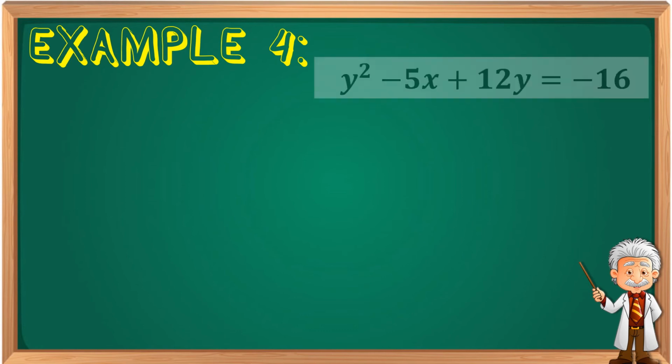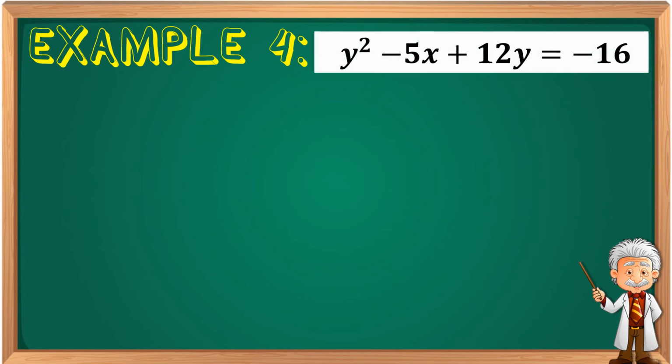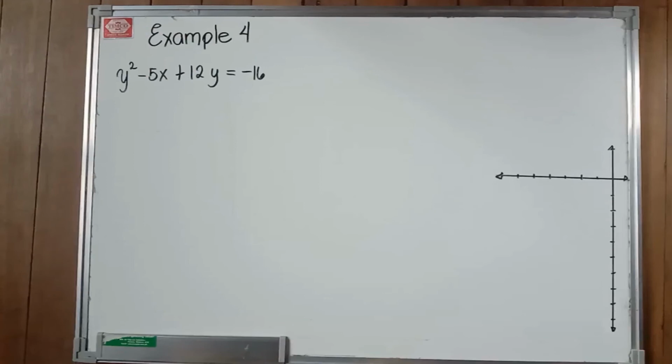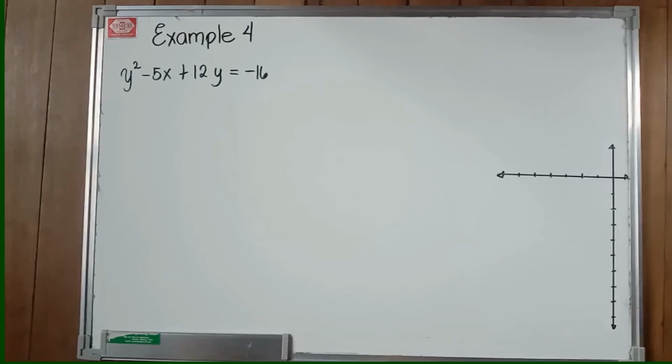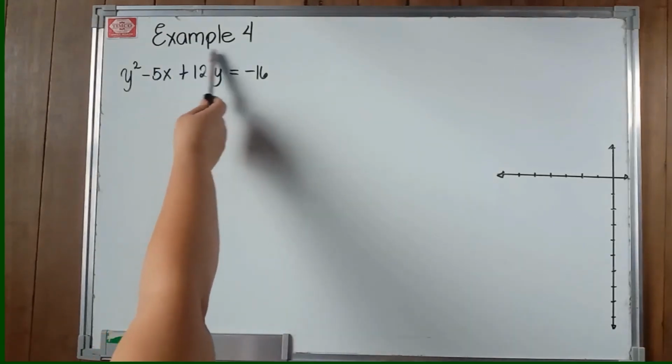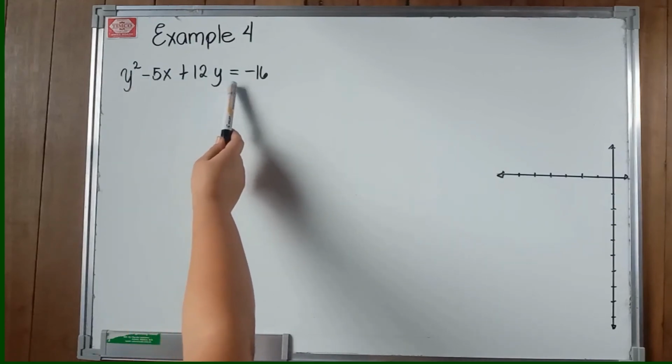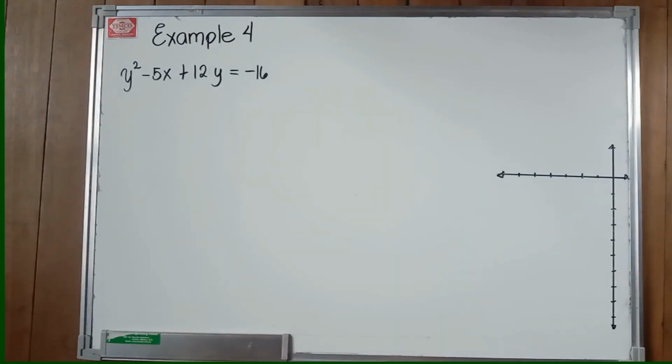Let's have example 4. y squared minus 5x plus 12y is equal to negative 16. Determine the following: the vertex, focus, directrix, axis of symmetry, sketch the graph, and the opening of the parabola. For our example 4, we have y squared minus 5x plus 12y is equal to negative 16.